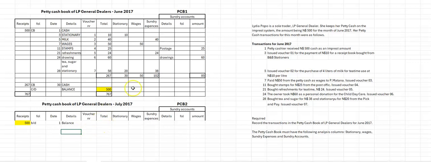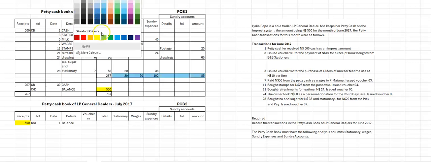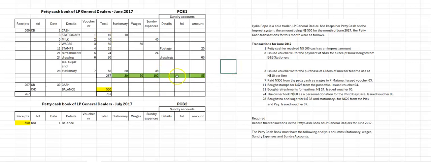Again, like I said, remember that these values must add up together to give you the same total as that amount. So this amount should be equal to all of these together. When you add all of them together, this one must be equal to that amount. Okay, and then this $500 would be our first transaction in our next month's petty cash.